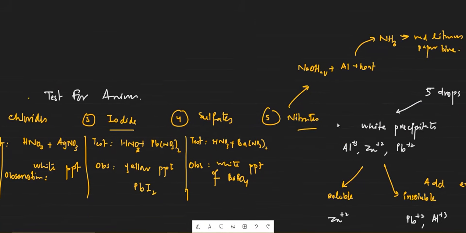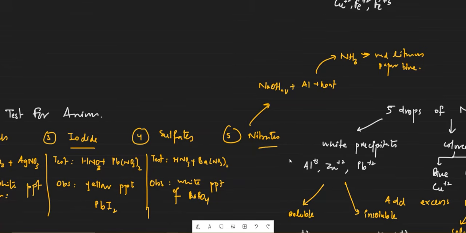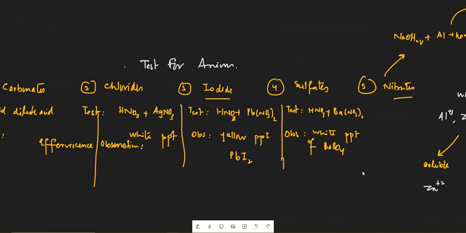It's not that difficult. For nitrate you have to add sodium hydroxide and aluminium foil and heat it, and ammonia is released, which turns red litmus paper blue. That is the observation. Okay, so that was the test for anions. Let's talk about tests for gases.